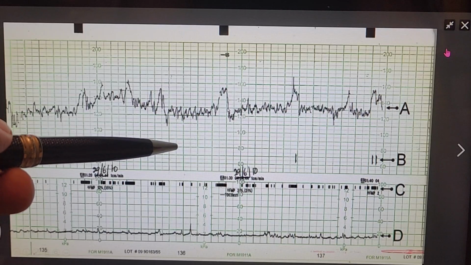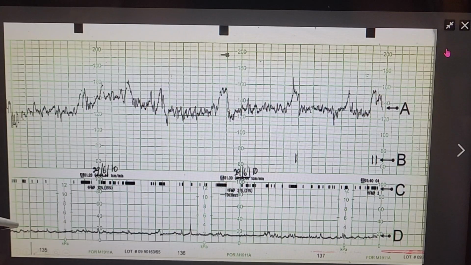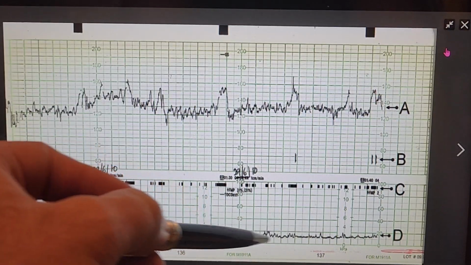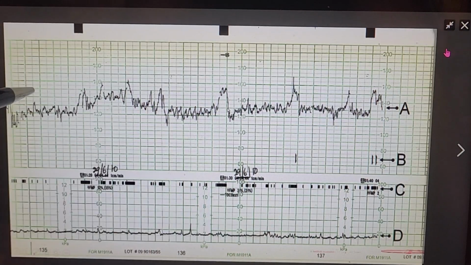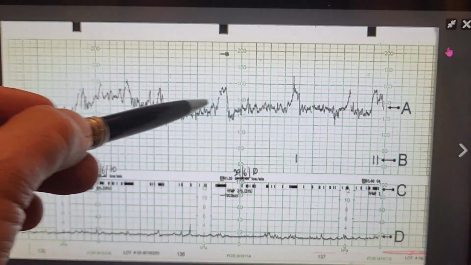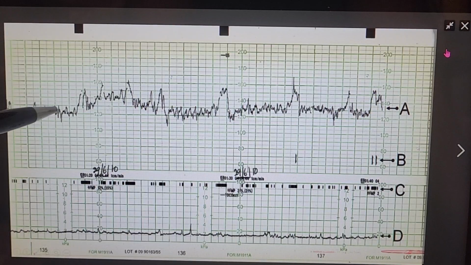And when we talk about the CTG, we have to know that there is a maternal part which represents the contractions, and then the fetal part which represents the fetal heart rate.